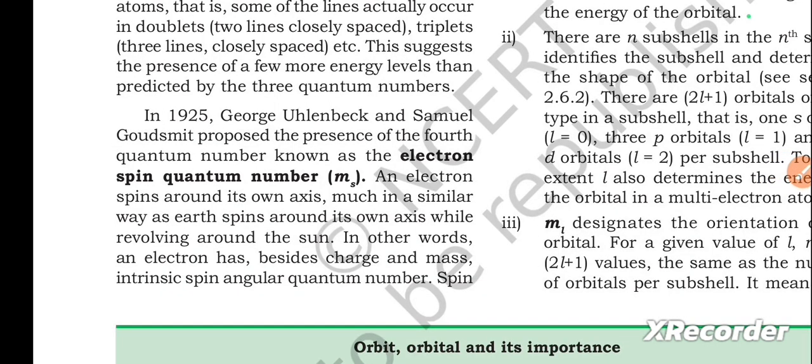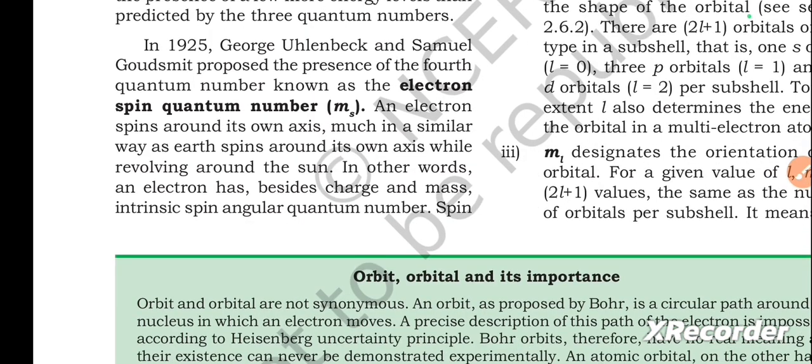In 1925, George Uhlenbeck and Samuel Goudsmit proposed the presence of a fourth quantum number, known as the electron spin quantum number, ms. An electron spins around its own axis, much in a similar way as Earth spins around its own axis while revolving around the Sun. In other words, an electron has, besides charge and mass, an intrinsic spin angular momentum.